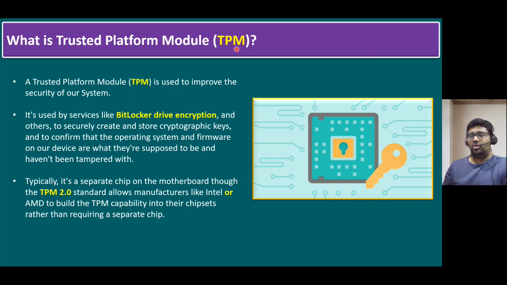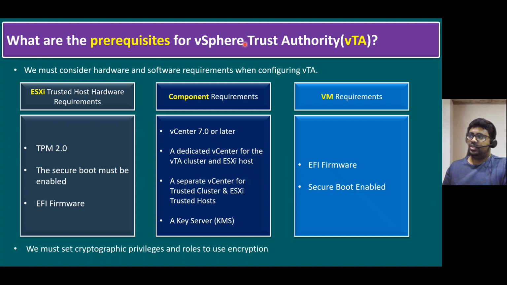Now let's talk about the prerequisites for vSphere Trust Authority. There are three categories of requirements. The first is the ESXi trusted host hardware requirement, the second is the component requirement, and the third is the VM requirement. If you want to enable all these options, let's quickly log into our lab system and I will show you these options one by one.